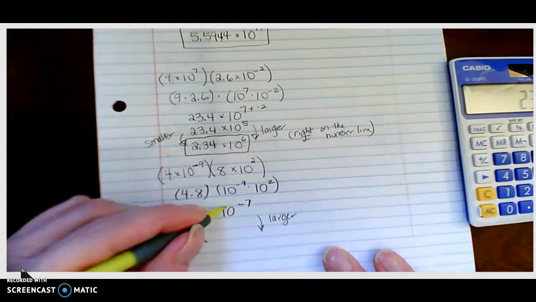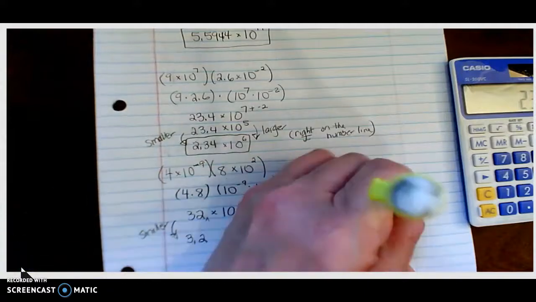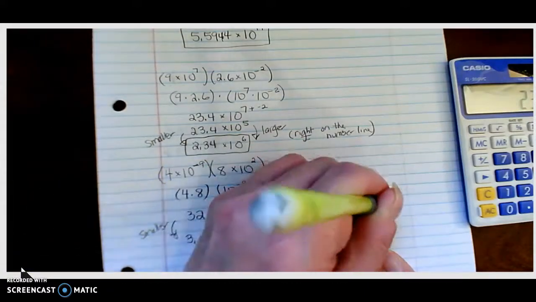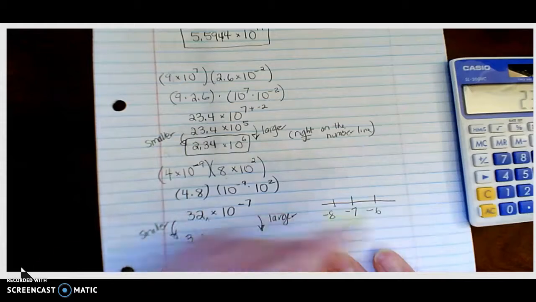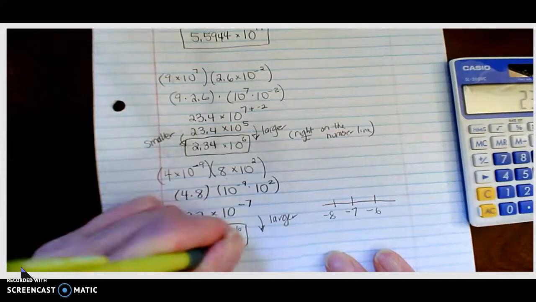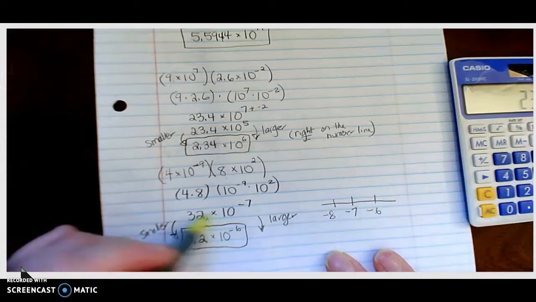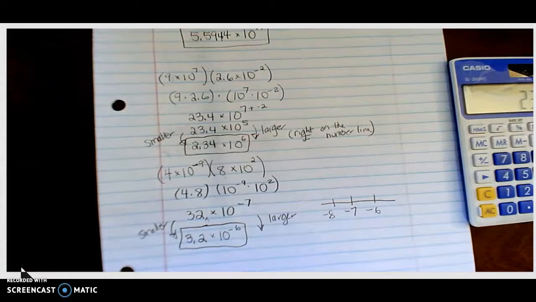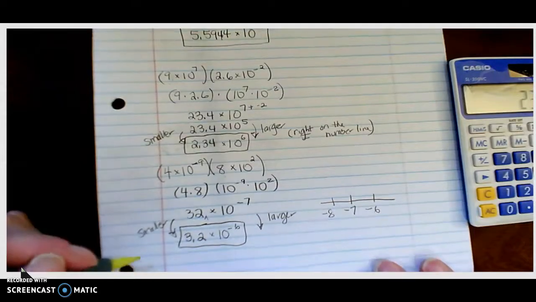So what's the next larger number after -7? Well, if we're looking on a number line, here's -7, here's -8, here's -6. -6 is the one that's to the right, so that's going to be 10 to the -6th power. So turning this into a regular decimal number and then putting it back into scientific notation is usually not the easiest way to do things.